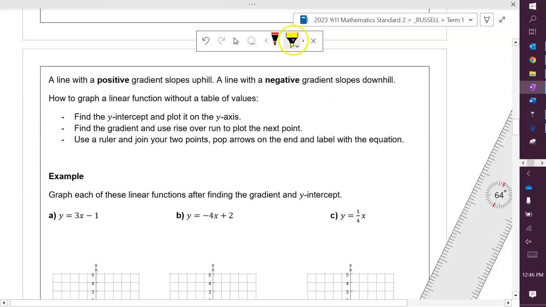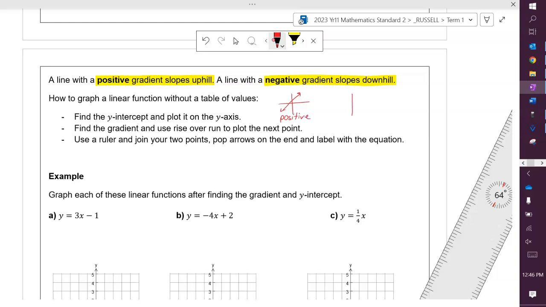Now this last little part here is just talking about our positive and negative gradients. So a line with a positive gradient slopes uphill and a negative gradient slopes downhill. So if you think, here's your graph, positive is going this way. This is a positive gradient, and our negative gradient goes down this way.